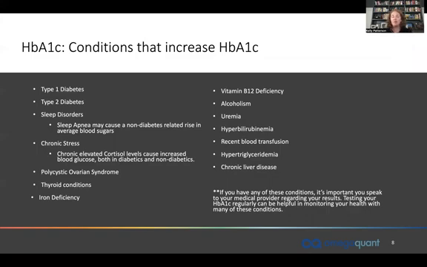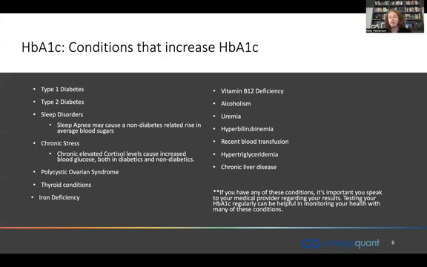So obviously I have type 1 and type 2 diabetes on here. Type 1 diabetes really is causing the rise of A1C. Type 2 diabetes is both the cause of and a result of. But there are a lot of other things besides diabetes. So sleep disorders, really interesting that undiagnosed sleep apnea may cause a non-diabetes related rise in average blood sugars. So if you're somebody who doesn't get very good quality sleep, or you snore really loudly, it's definitely something to take a look at. If your A1C is higher than you'd like it to be, that could potentially be related to that sleep issue.